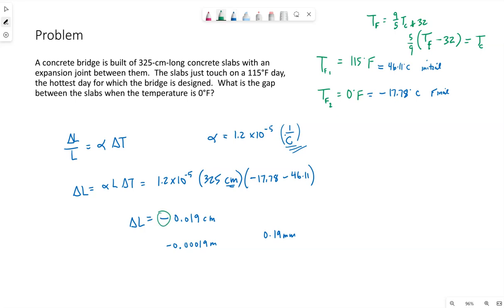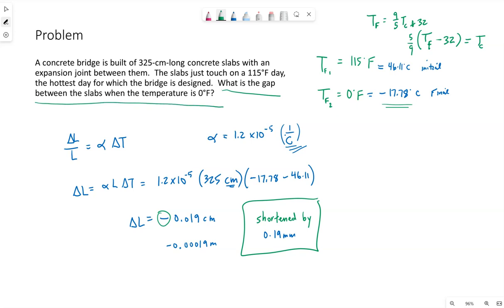Now the negative sign here. The negative sign is because we are ending up at a colder temperature than what we started at. The negative sign means this slab shortened. It got shorter by this much. So it is shorter, it is smaller, so the gap is bigger. Ultimately, since the question is asking what is the gap between the slabs when the temperature is 0 degrees Fahrenheit, that gap would be 0.19 millimeters.